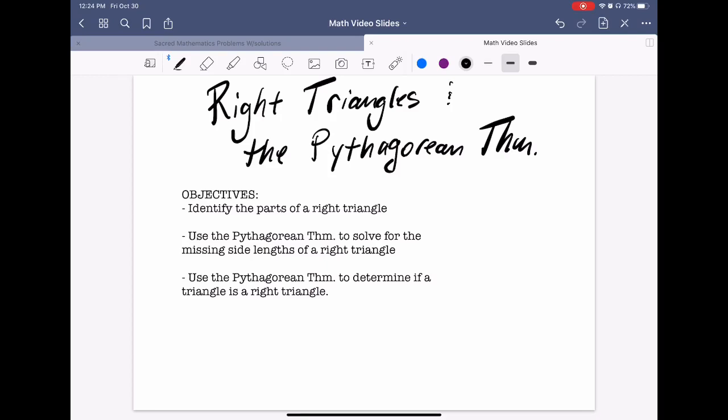Welcome. We're going to talk about right triangles and the Pythagorean theorem. Our objectives for this video are to be able to identify the parts of a right triangle, use the Pythagorean theorem to solve for the missing side lengths of a right triangle, and use the Pythagorean theorem to determine if a triangle is a right triangle.